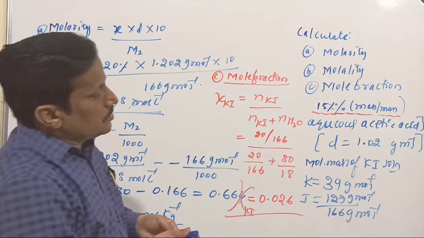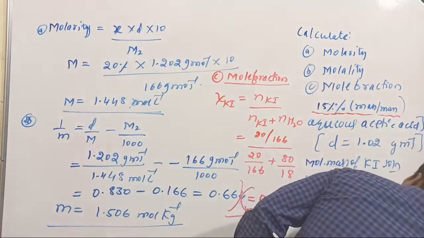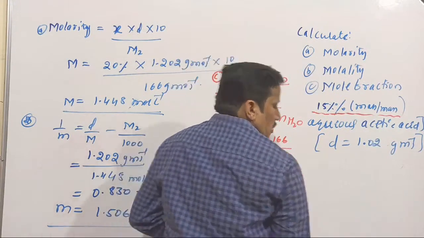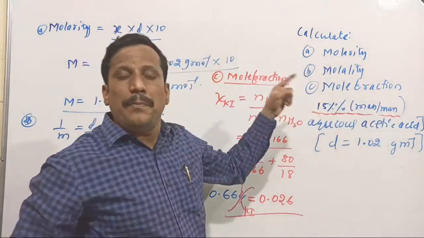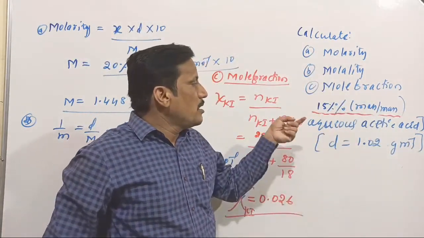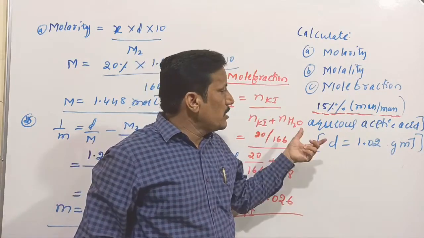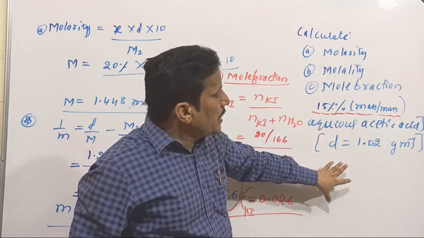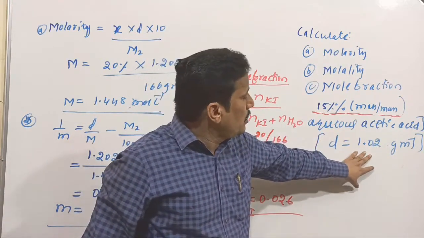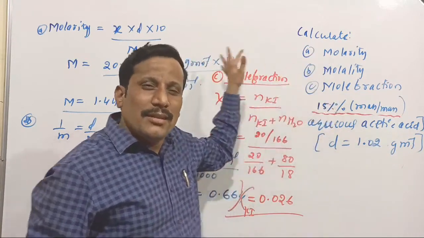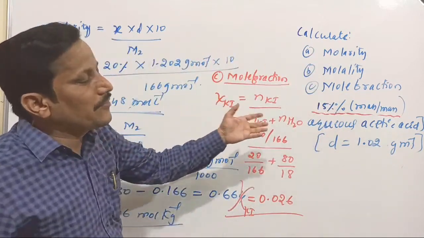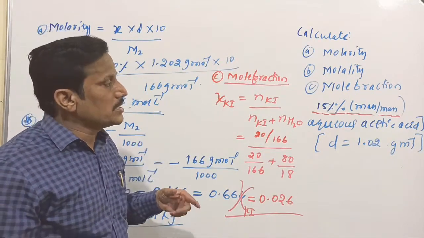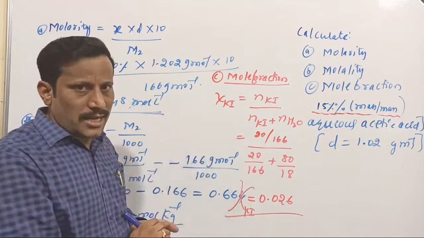Okay. So what is the homework problem? Homework problem is this one. Calculate, for a 15% mass by mass aqueous acetic acid solution whose density is 1.02 gram per ml, all the three. Same expression, only there is a difference in the compound, acetic acid. Okay, I'll see in tomorrow's class. If you are not getting the answer, then I will solve it in the class.